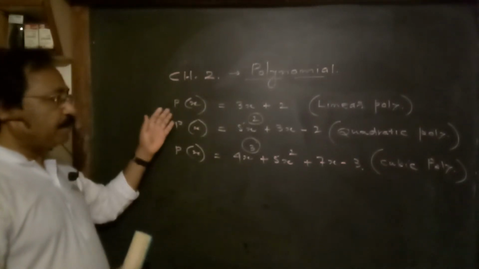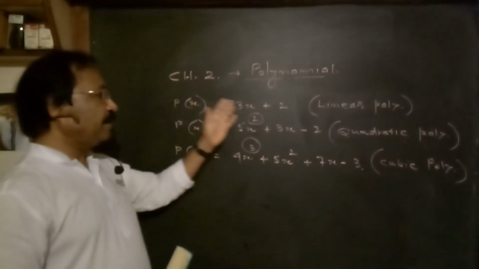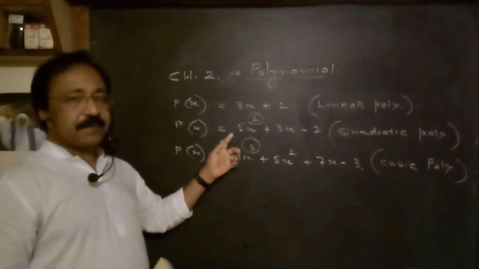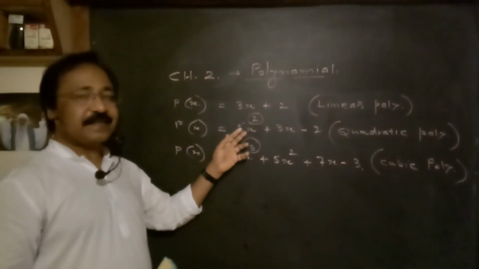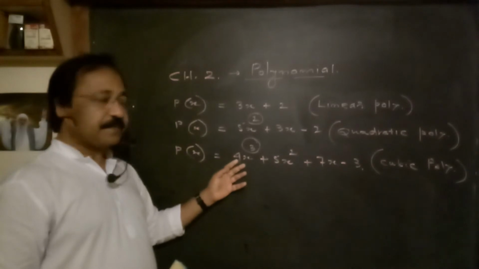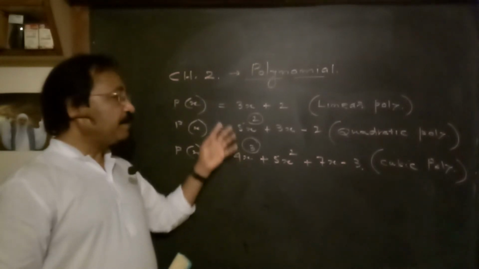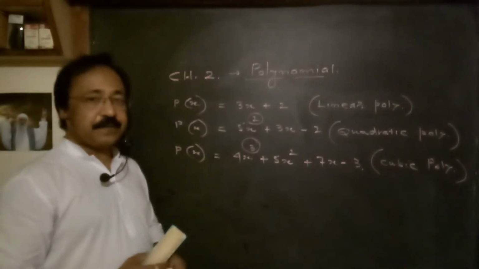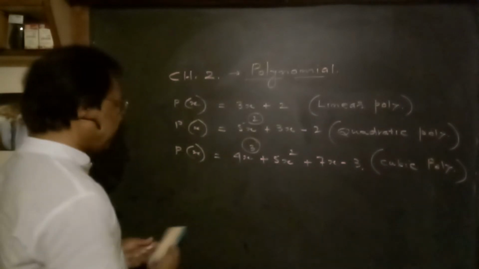So there are 3 types of polynomial you have studied in standard 9. One is linear polynomial, another one is quadratic polynomial, or you can say second degree polynomial also, and this is called cubic polynomial. So these are the different types of polynomial that you have already studied in standard 9.